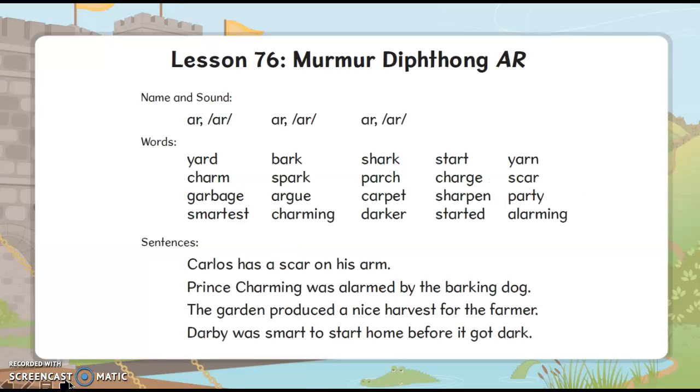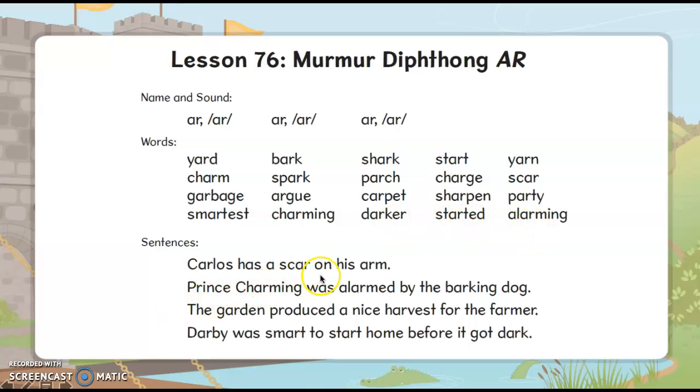All right, let's read some murmur diphthong words. So this is AR, R, AR, R, AR, R. Yard, bark, shark, start, yarn, charm, spark, parch, charge, scar, garbage, argue, carpet, sharpen, party, smartest, charming, darker, started, alarming.